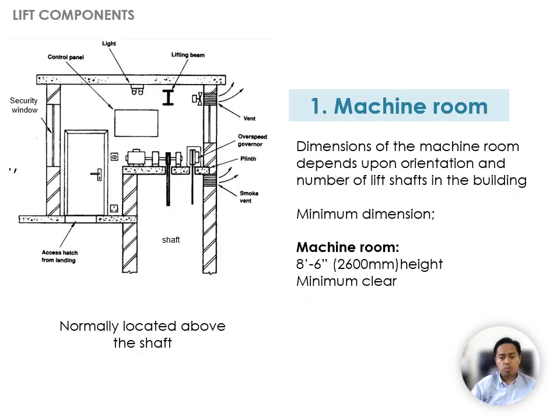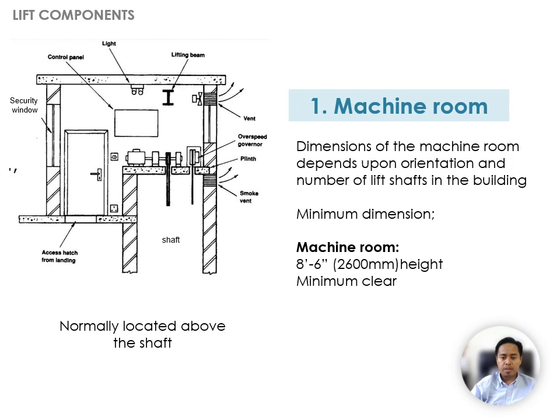Let's start with the first one, machine room. Machine room is normally located above the shaft. Usually it will be at the roof level or rooftop level. This room allows for the technician to repair or make any maintenance works to the motor room.